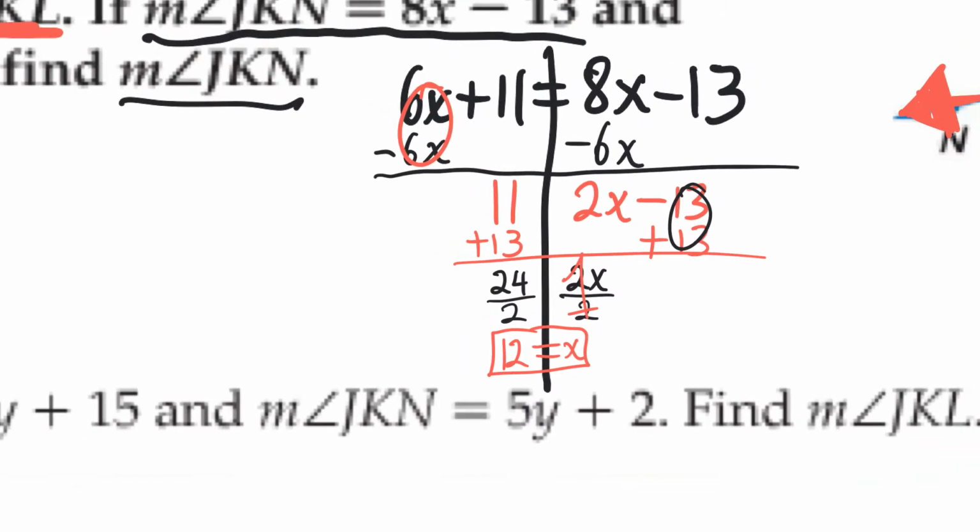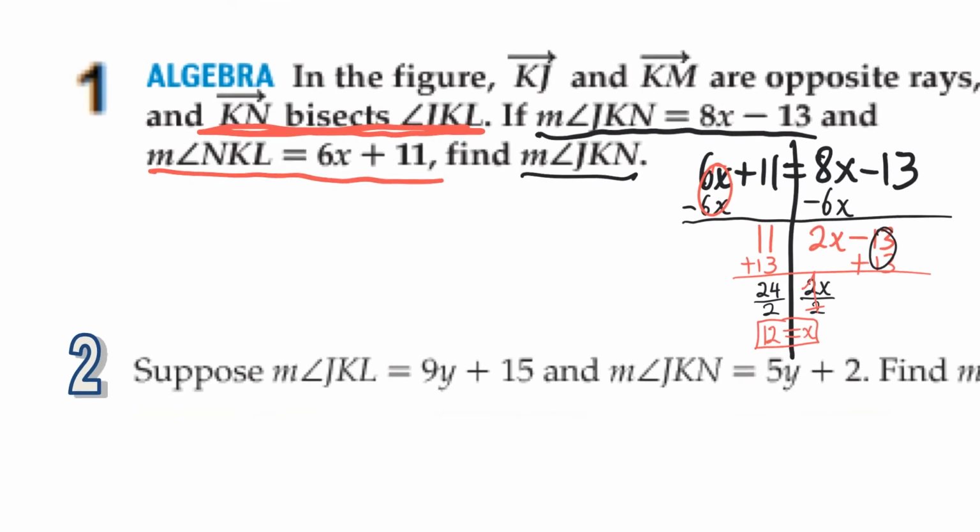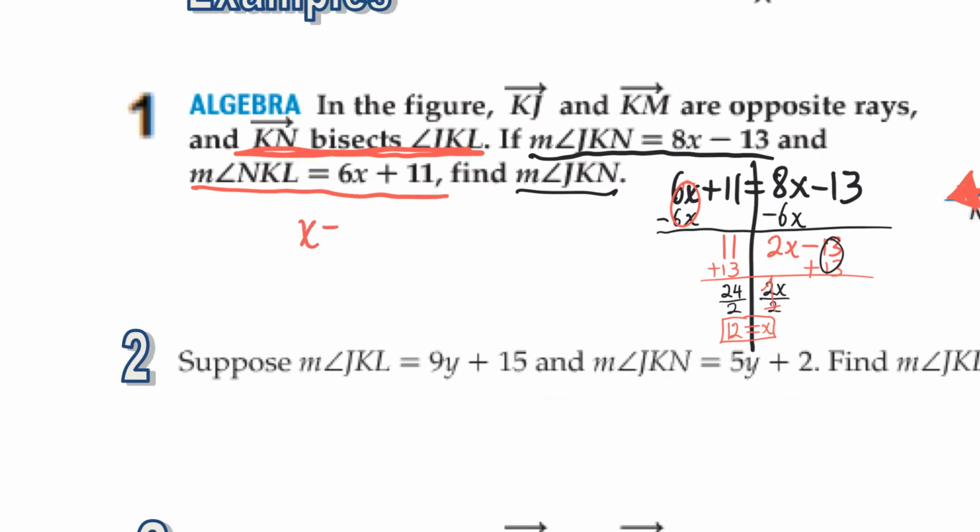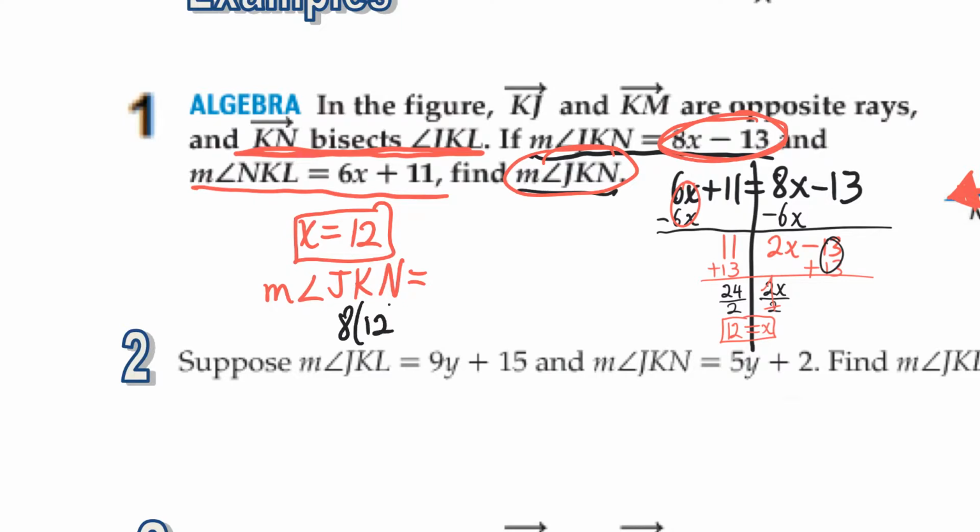Okay? Now, that's the first half, which really is the hardest part. But we still have one little step to do. Because it says right here, find JKN, which they told me is 8x minus 13. So the measure of angle JKN equals 8 times 12 minus 13. It's 83. And that is 83 degrees.